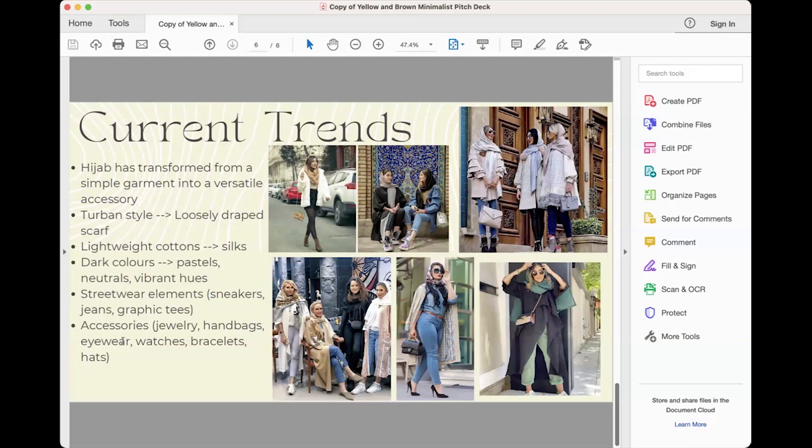The fabrics range from lightweight cotton for everyday wear to luxurious silks for formal occasions, with patterns that include both traditional Persian floral and geometric designs, as well as modern abstract and pop culture inspired prints. The manteau has also evolved, becoming a statement piece that balances modesty with fashion forward design. Tailored fits, asymmetric cuts, and innovative cuts offer a modern twist on this traditional garment. Colors have branched out from the conventional dark palettes to include pastels, neutrals, and even vibrant hues.